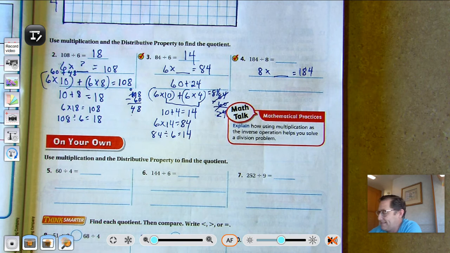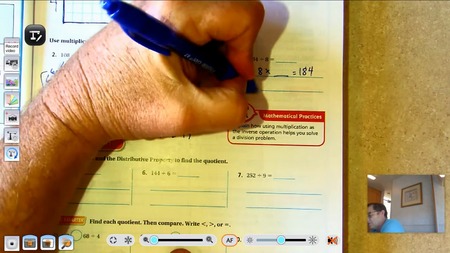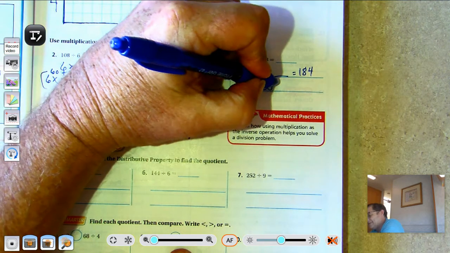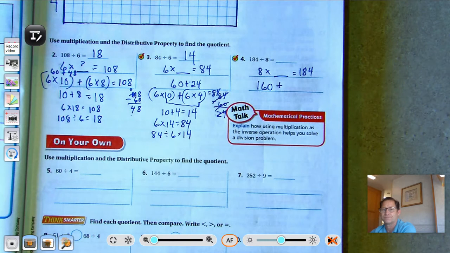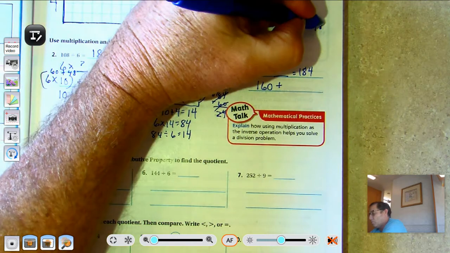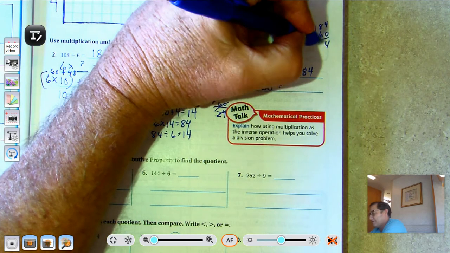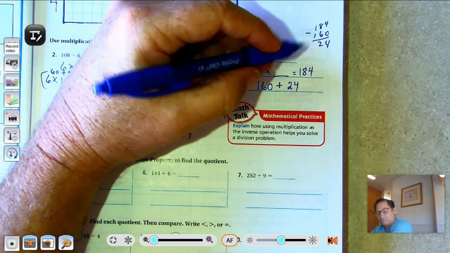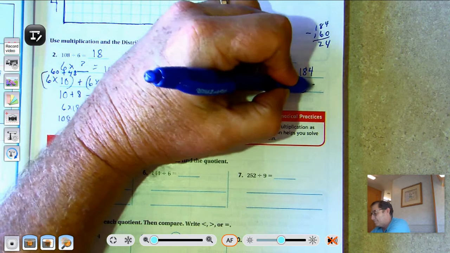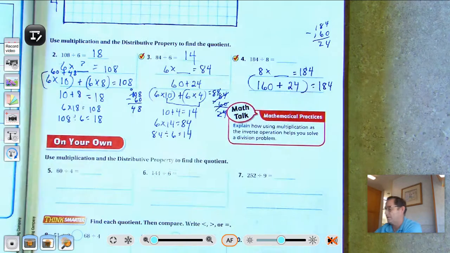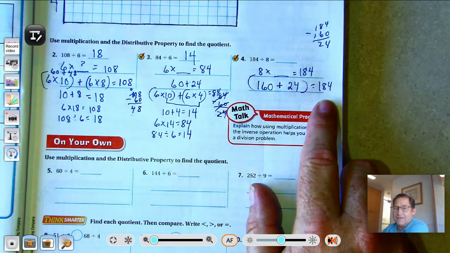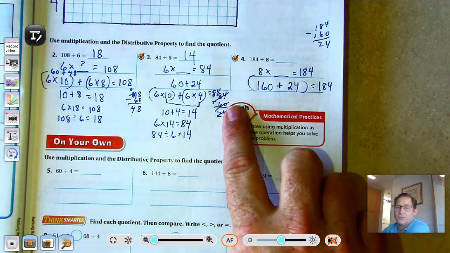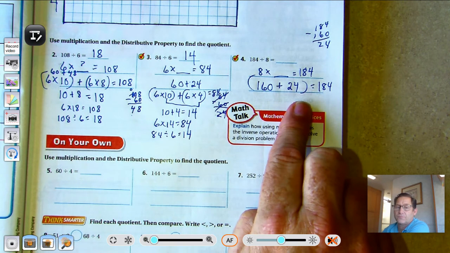What's 20 times 8? That's 160, right? Because 8 times 2 is 16, followed by the 0. So let's do 160 plus what? Well, what's 184 take away 160? 24. All right, so all I've done is broken up 184 into two smaller products.